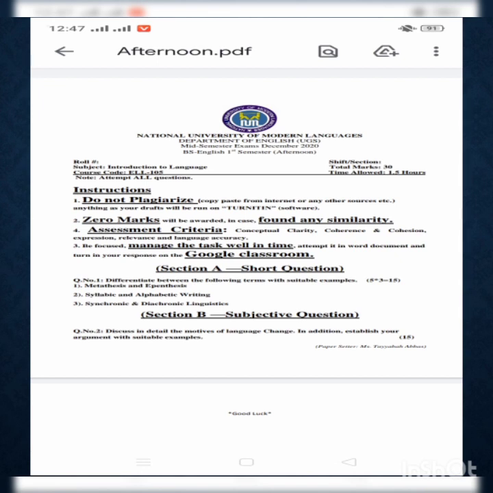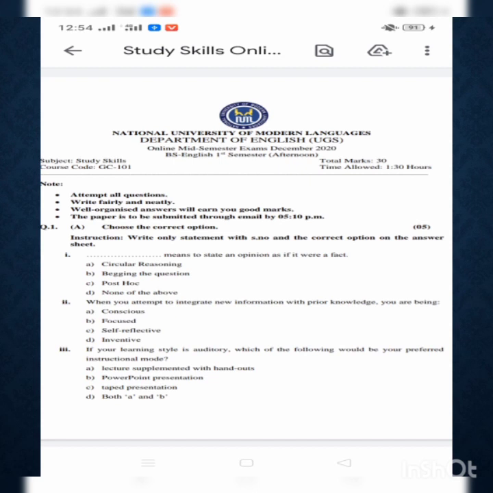And section B is a subjective question. Question number two, discuss in detail the motives of language change. In addition, establish your argument with a suitable example. Now this is the study skills paper and it has two questions.